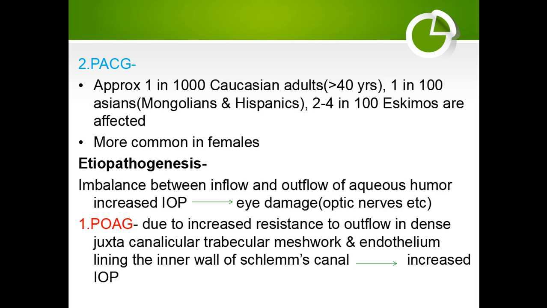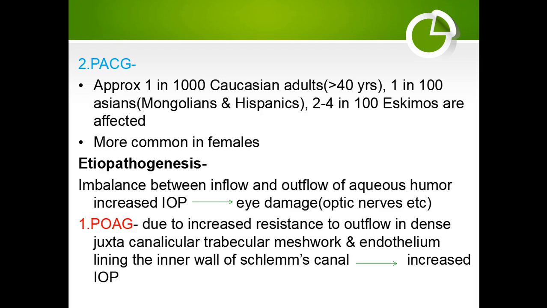So what about the epidemiology of primary angle closure glaucoma? Approximately 1 in 1000 Caucasian adults who are more than 40 years of age are affected by primary angle closure glaucoma. 1 in 100 Asians, Mongolians and Hispanics, and 2 to 4 in 100 Eskimos are affected. It is more common in females.